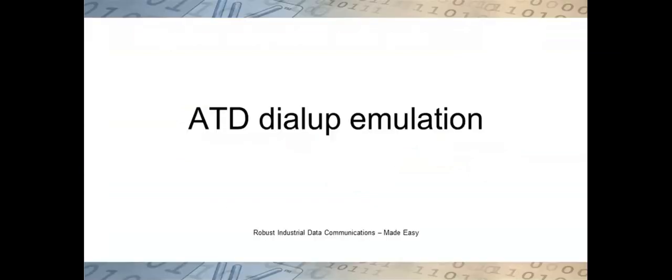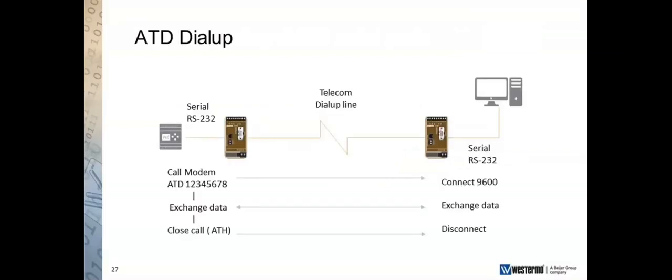We can also do the same trick with ATD dial-up emulation. So let's look back at how an ATD call actually works. I've stripped it right down to just the basic connection types. You've got a serial device which is calling an old analog modem. It sends ATD 1, 2, 3, 4, 5, 6, 7, 8. That is the telephone number of the corresponding modem at the other end. So it connects. Then you hear those tones going on while it negotiates what it can do over the line.